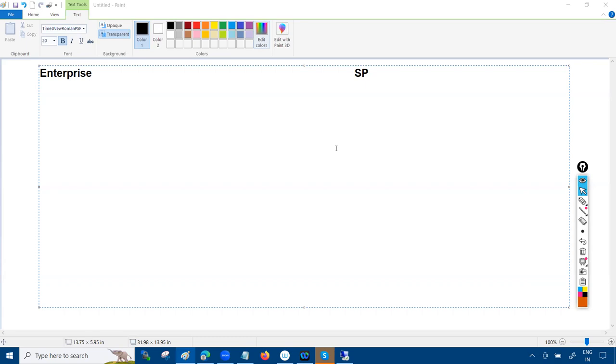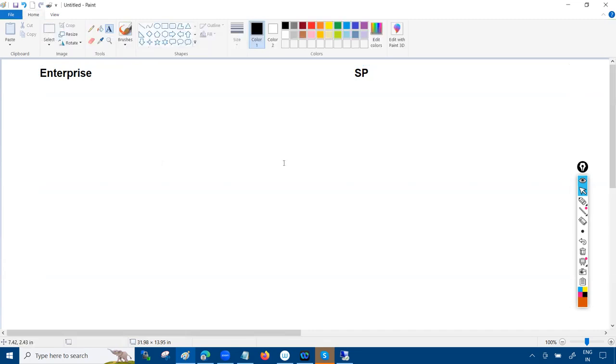So the name itself is saying that service provider means I'm going to provide the services. That's the meaning of service provider. And enterprise means we are going to provide the services to the customer network. So let me quickly differentiate these two things, because this is a very important part.